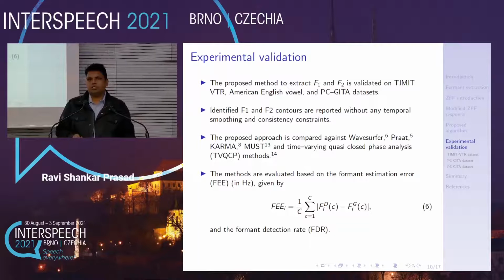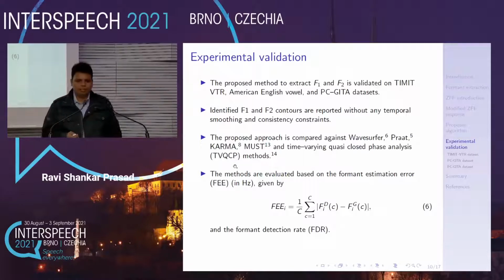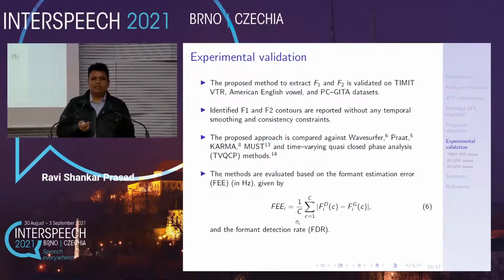The proposed approach is compared against state-of-the-art methods, which are WaveSurfer, PRAAT, and a Kalman filtering based method, and MUST, which is a bandpass filtering based method, and TVQCP, which is a weighted linear prediction based method. The results are evaluated based on the formant estimation error, which is basically the average deviation of the formants from their actual noted position. And there is another measure called formant detection rate, which considers a window of a bandwidth in the spectrum to determine if it is a correct detection or not.